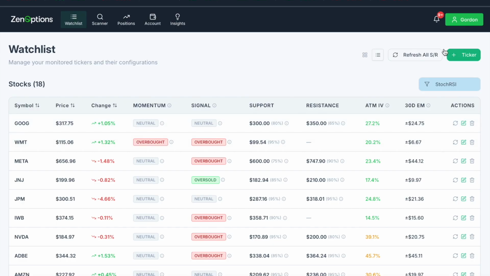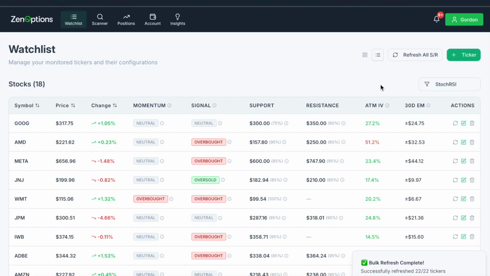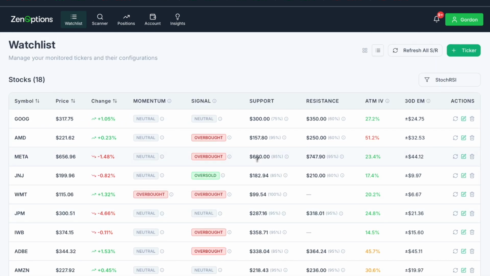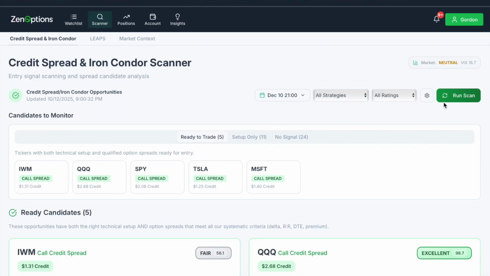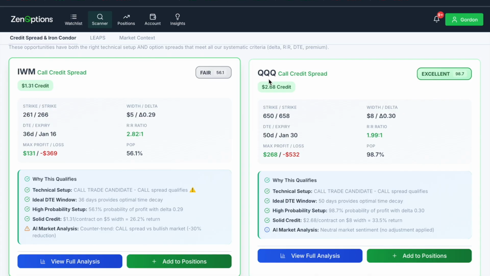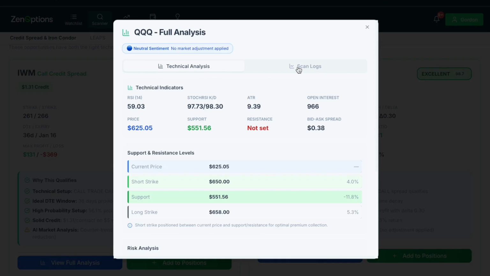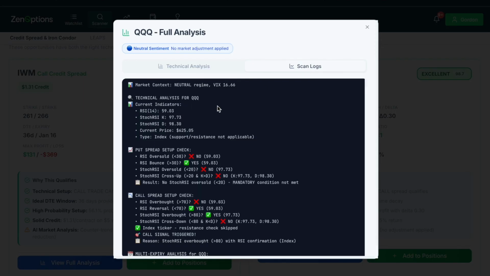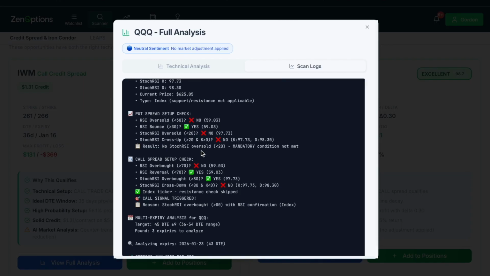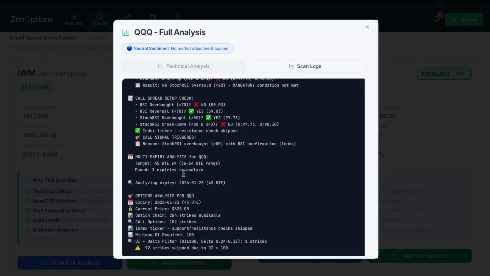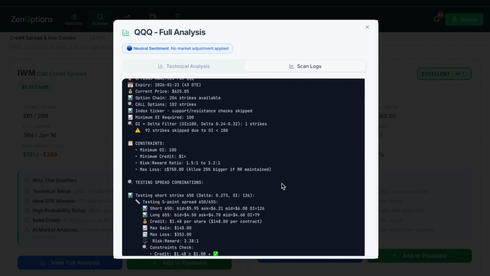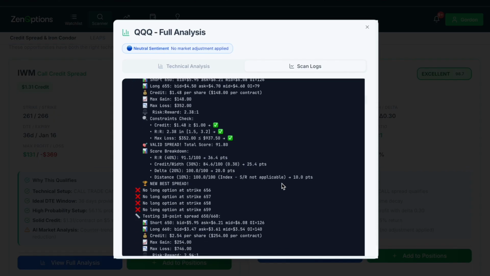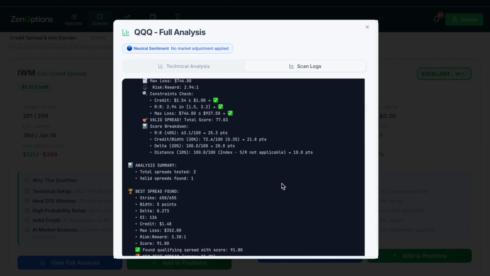Once you add your tickers, ZenOptions updates technical levels, support, resistance, RSI momentum every single day. Then the ZenScan engine takes over. We can even look at the scan logs to see exactly what it's doing in the background. It analyzes whether conditions are leaning bullish or bearish and decides whether to search for a put spread or a call spread. If the right signal is found, ZenScan dives into the options chain around your preferred expiry. I usually use 45 days, and begins evaluating spread candidates.